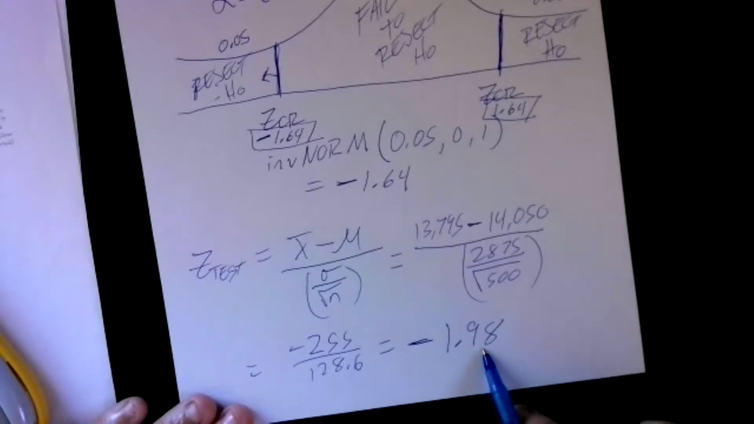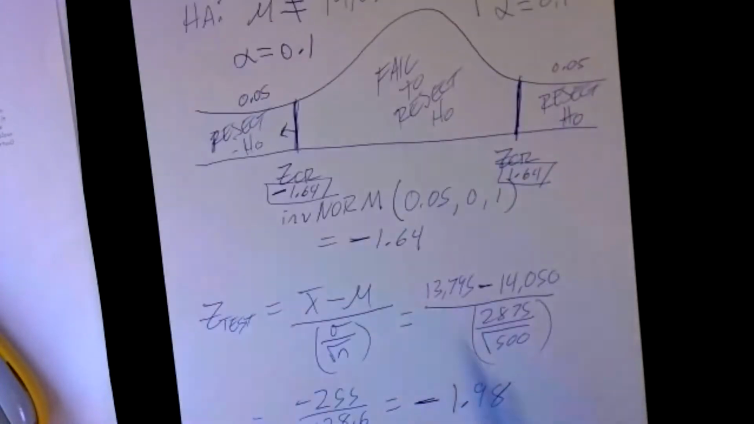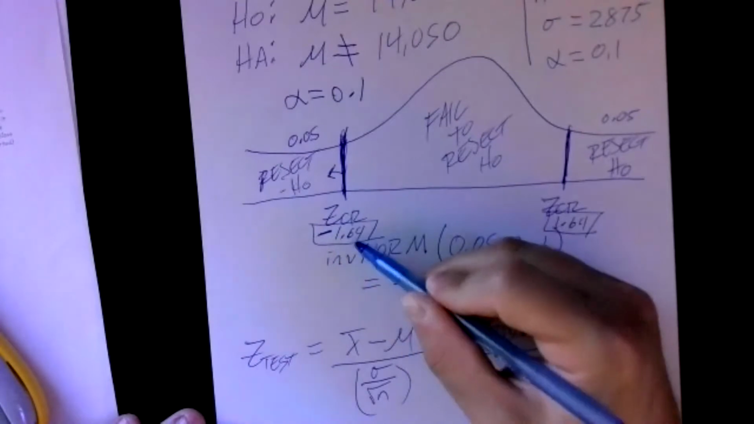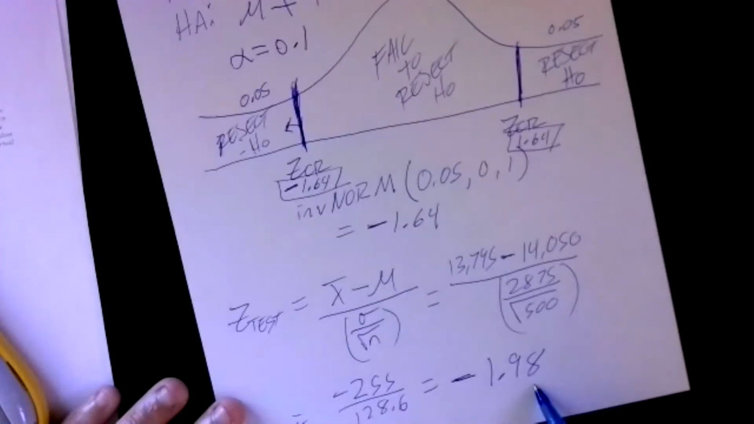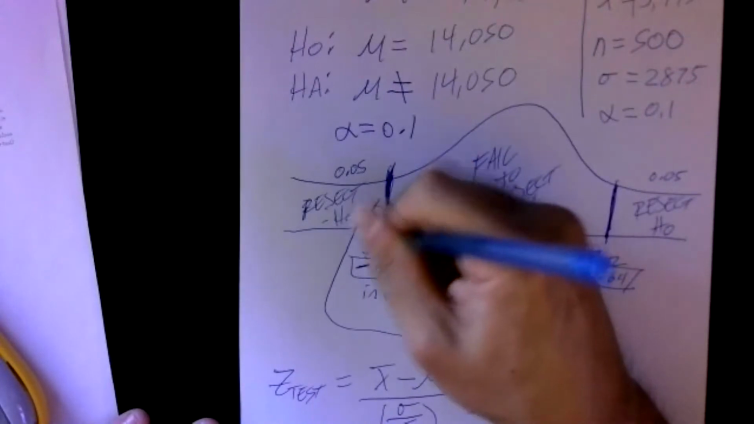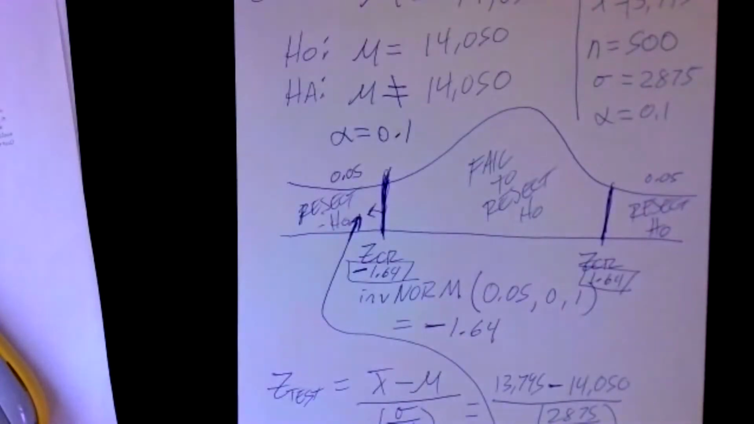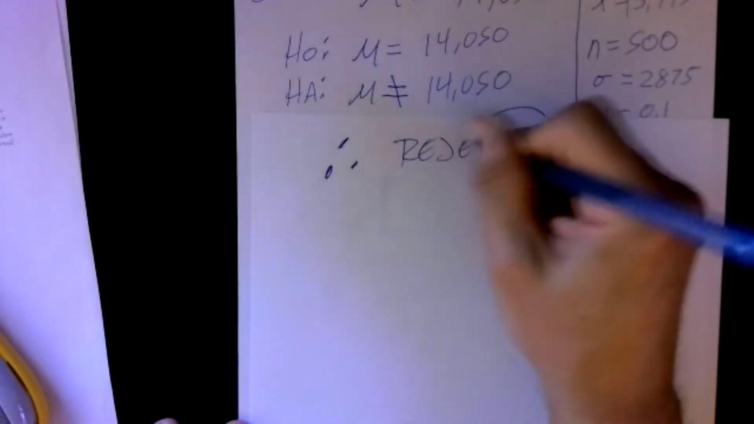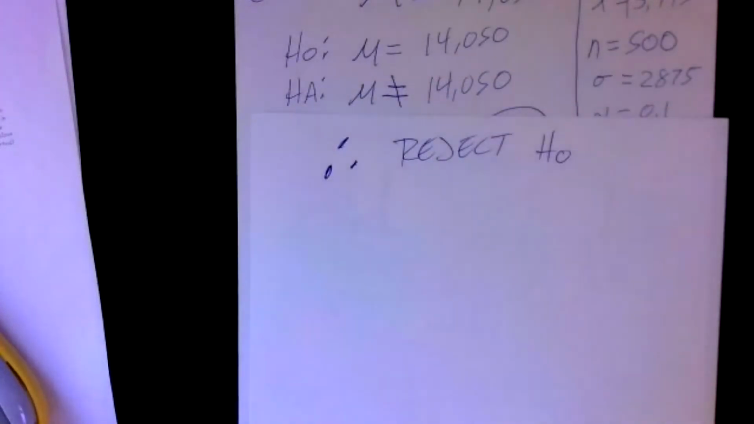We need to see where that goes on our picture. It's negative, so it'll be over here on the left side. The boundary here is negative 1.64. Negative 1.98 will be further to the left. It's going to be over here, which means it falls within the rejection region. So our decision is reject the null hypothesis. So, therefore, reject the null hypothesis.